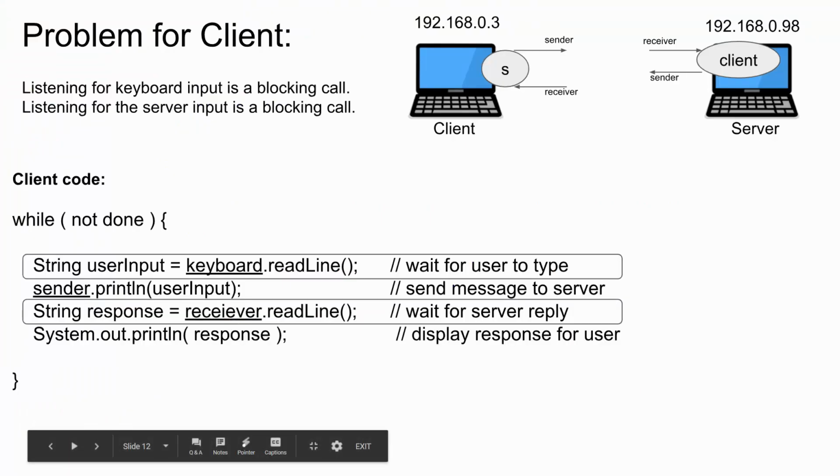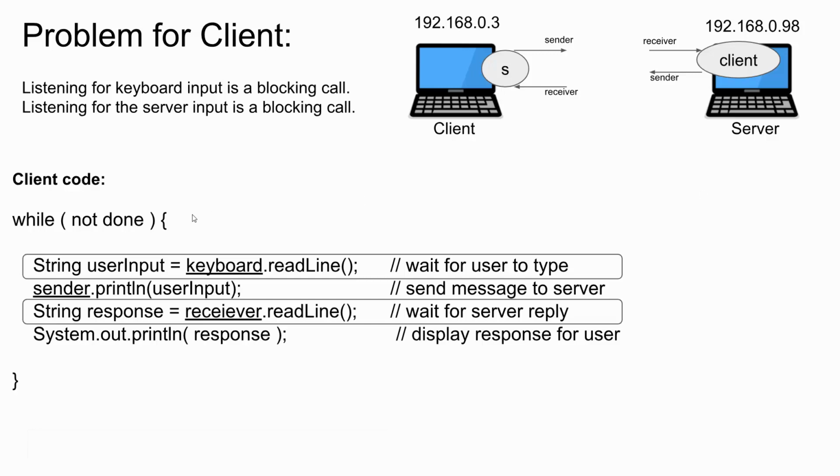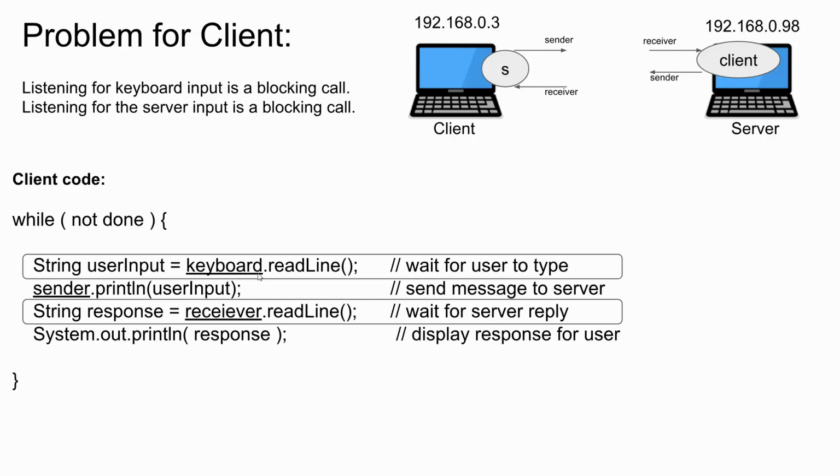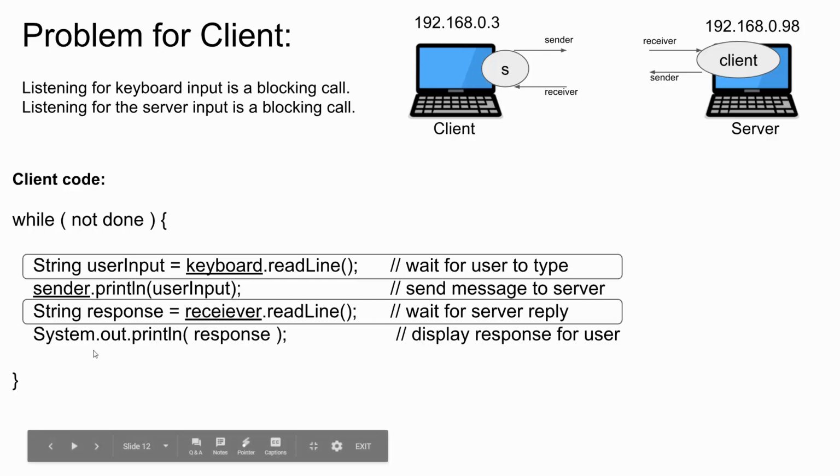Because in the video before that, we'd said that there was a problem involved here. We want to do something like this in the client. We want to be waiting for the user to type things at the keyboard. Whatever the user types at the keyboard, we want to send to the server. Then we wait for the server to send us back a reply, and we display that out to the user.